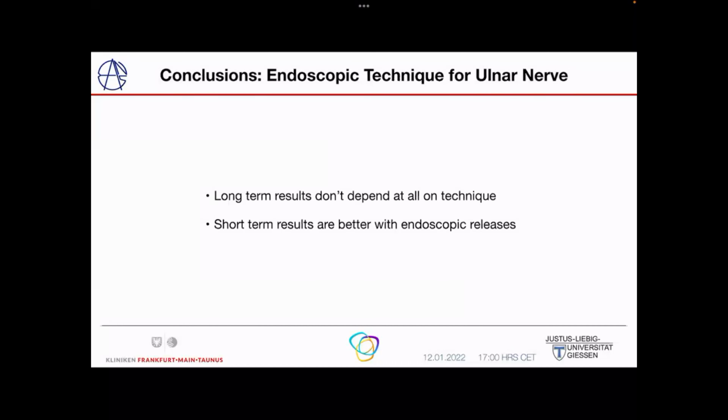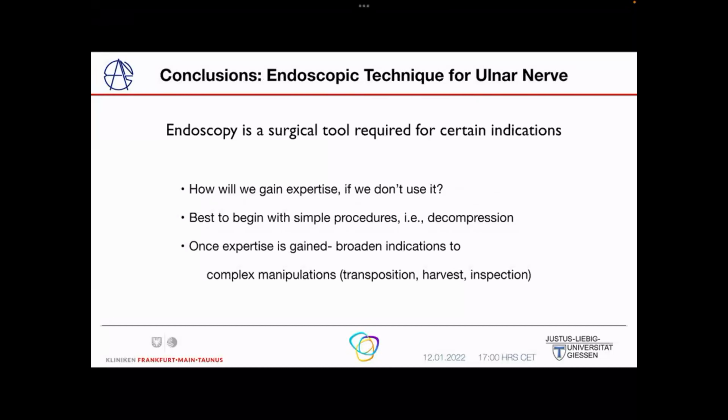In conclusion, I want to say that the long-term results don't depend at all on the technique we use. Short-term results are better with endoscopic releases. So let's come to see the endoscopic technique as a surgical tool required for certain indications.